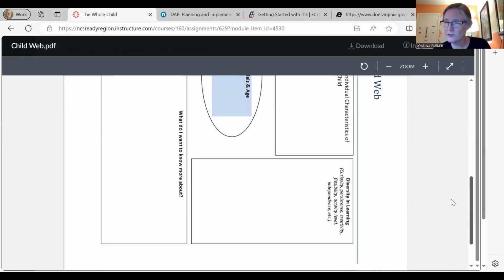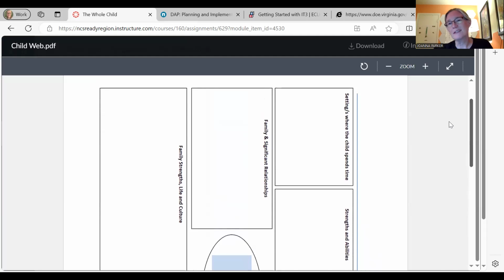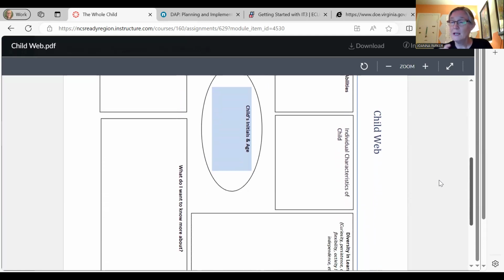Are they hands-on learners? Do they really want to watch and see what's going on before they jump in? Are they curious and excited? Are they really active learners? All of those things. You're going to be sharing about the family and significant relationships. So again, you know, that center of the circle of who are the people that the child spends time with, who are those primary relationships, what are some strengths, the life and culture of the family, what do you know about the family? And probably by filling out this form, you're going to realize there's some things that you don't know and some questions that you might have, right? And so you're going to be identifying that as well.